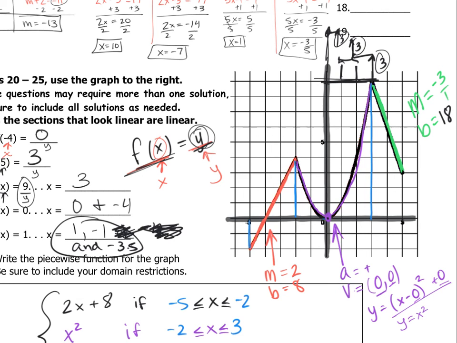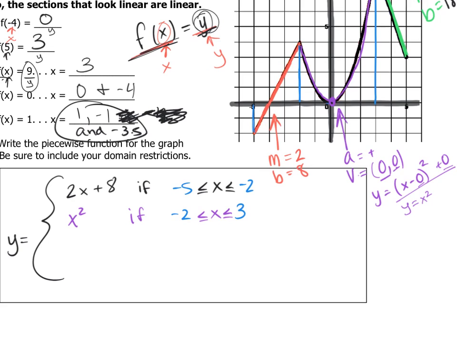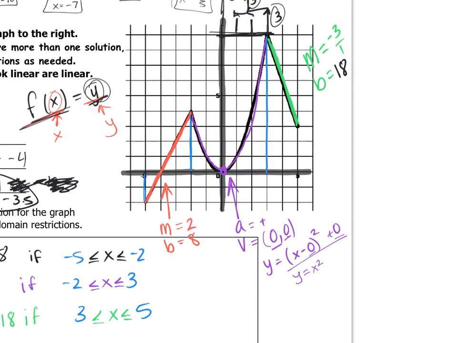So to write this equation, I have y equals my m, -3x plus b, which is 18, if my x is in between what 2 points? Well, my leftmost point there is 3, and my rightmost point is 5. Again, I got those blue numbers by doing my leftmost point of this green graph is at x equals 3, and my rightmost point is at x equals 5.